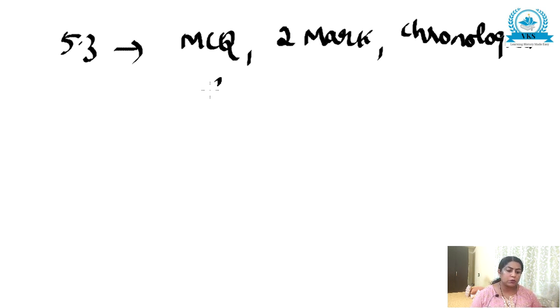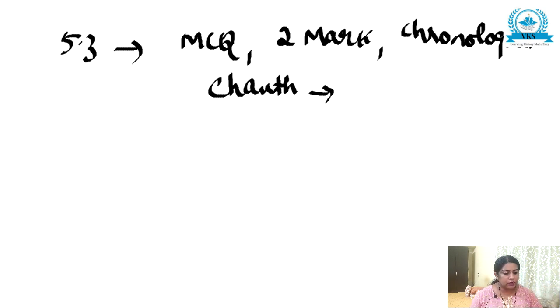MCQ: Chauth is a tax collected by dash, or choices can be given. Or for example, parents of Shivaji, a 2-mark question can come, or 2 taxes collected by Shivaji, a 2-mark question can come. Or any incident, like the coronation of Shivaji, a chronological order question can come. So like this, an MCQ, a 2-mark question and a chronological order question will be there from 5.3.